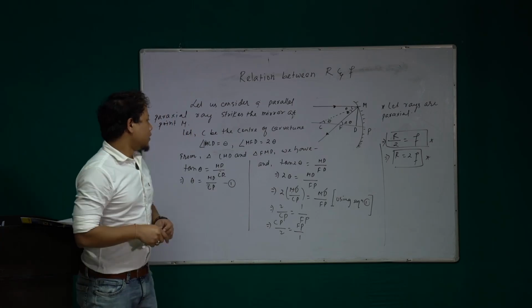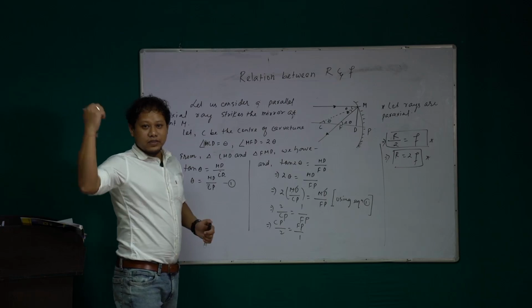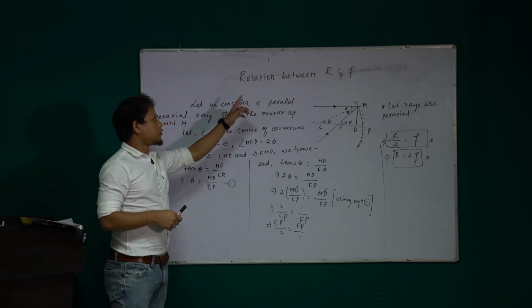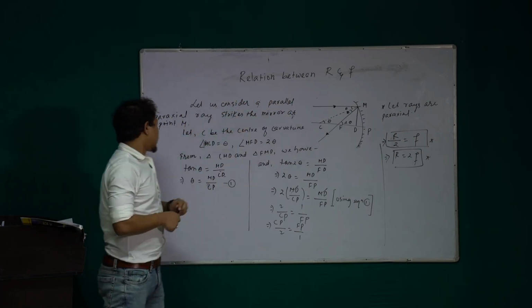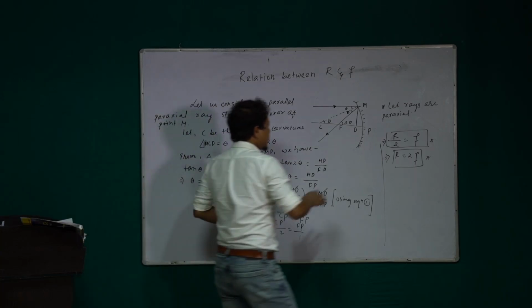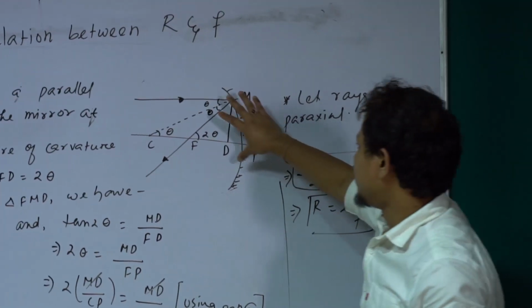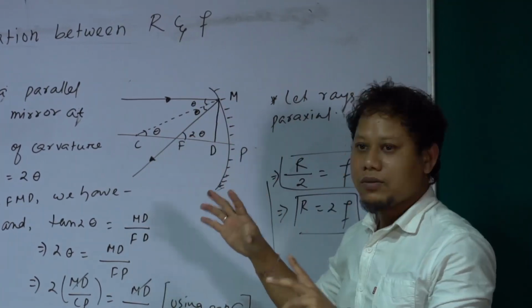Those who are watching for the first time, please watch the first video so that you can get all the basics. Okay, so the relation between R and F, the relation between radius of curvature and focal length. As you can see, this is the diagram for a concave mirror. I'm drawing a concave mirror, but you can derive the same relation from the convex mirror also.